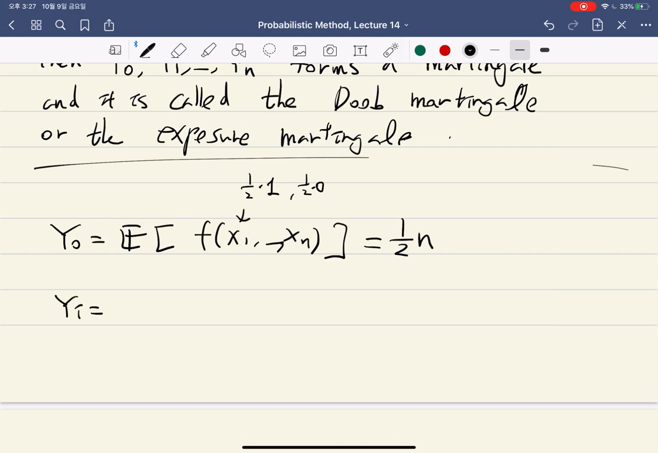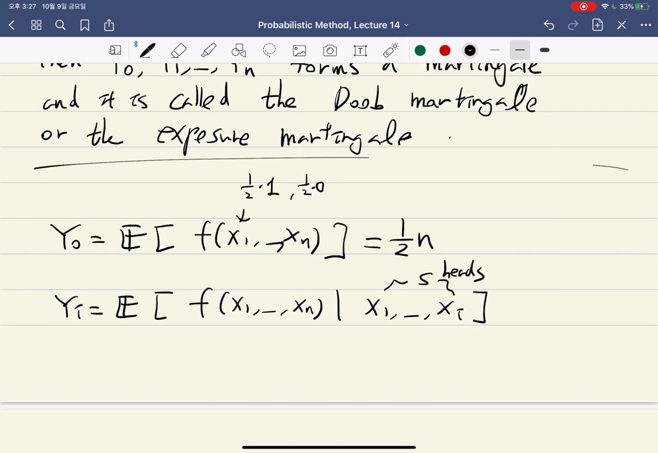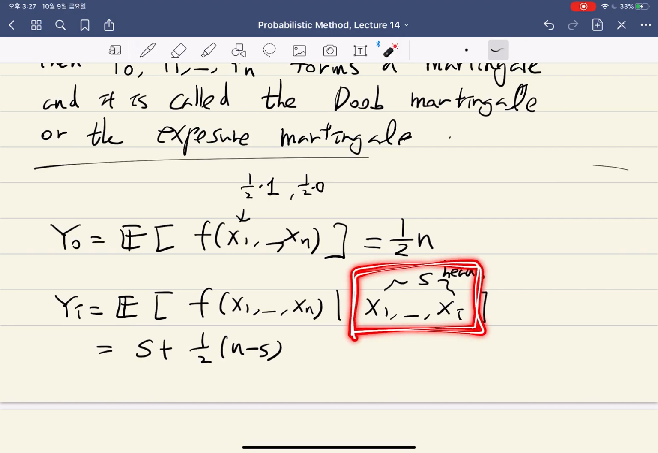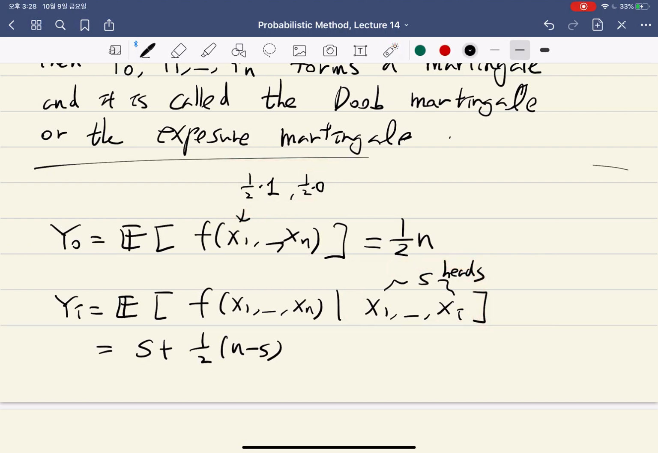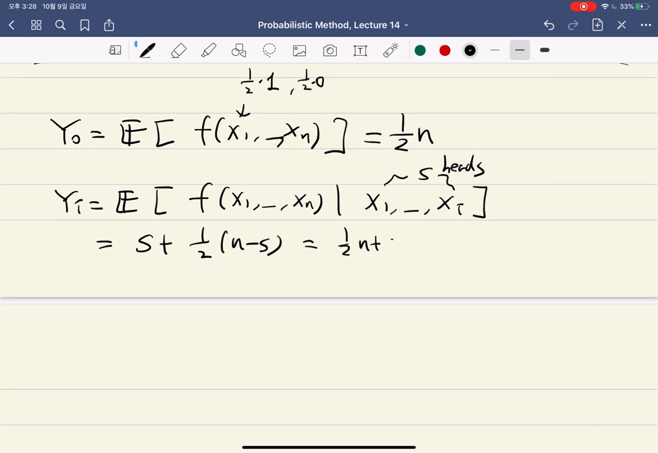And yi is, say, x1 to xi are given. And then let's say s of them are heads. Then this is s plus half times (n minus s). I mean, we condition on s of them being heads. And then the rest of them are, again, by the same logic, contributing half. So you get this. And what's yi+1?